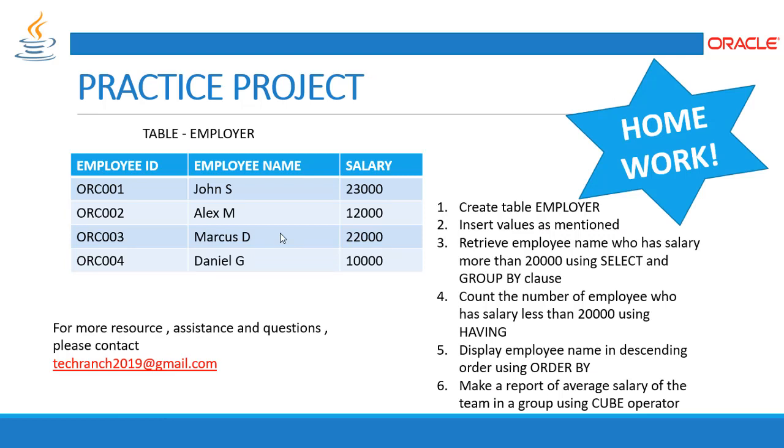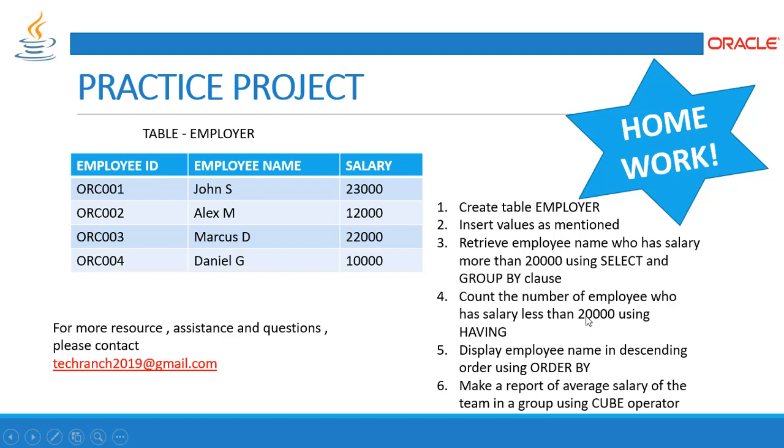Now let's have a small homework for you. Practice project. What you have to do here is create a table. Write a query for creating a table employer, which has 3 columns: employee ID and employee name of varchar, string type, and the salary of number type. Insert values as mentioned using the insert into query. Retrieve the employee name who has salary more than 20,000 using select and group by clause. Come up with the query, write the query and get the values out of this.